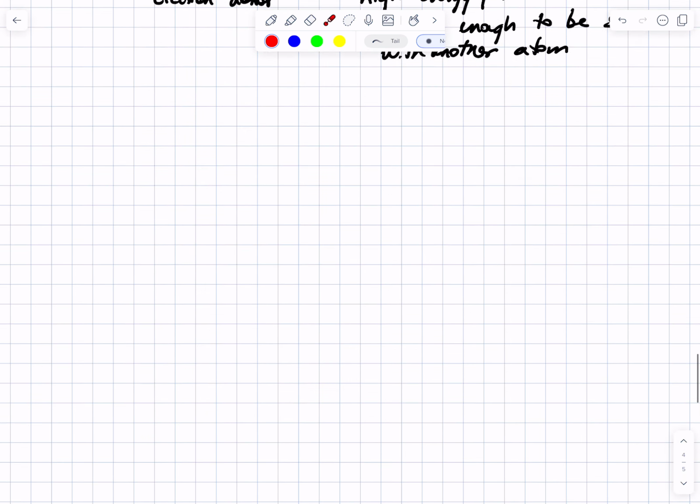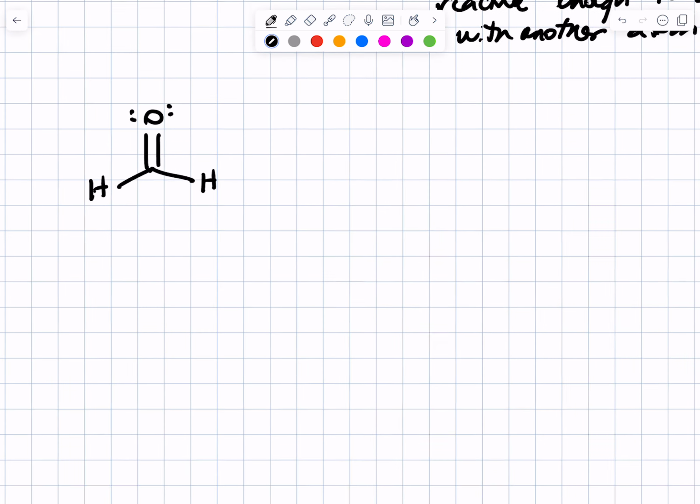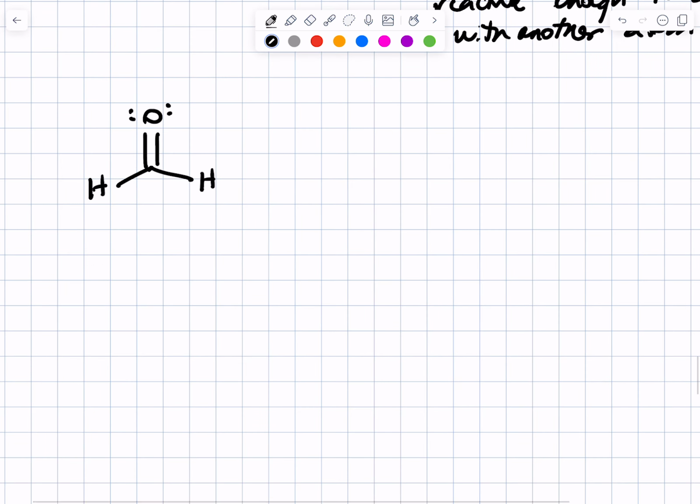But let's do an example that's similar to the one you've just talked about. Let's do formaldehyde. Okay, we won't draw an energy diagram here. Well, maybe we will. Let's keep track of the bonds that are in formaldehyde. You have 2 carbon-hydrogen sigma bonds. You have 1 oxygen-carbon sigma bond. I have 1 oxygen-carbon pi bond. And then I have 2 lone pairs.